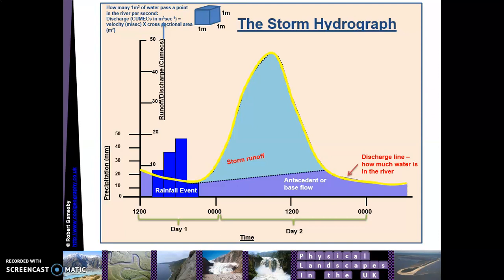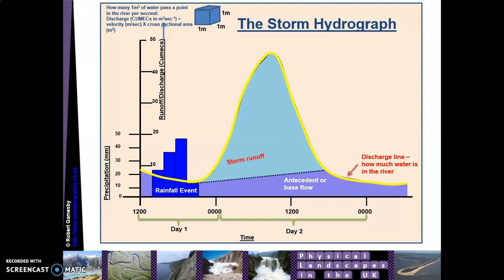For example, if the water is stopped for some reason or it's slowed down, then this curve would not be as steep. But if the water was allowed to flow freely straight to the river, the discharge would increase really rapidly. So that's why you've got this type of hydrograph. And we'll look at the difference between hydrographs in a few minutes.